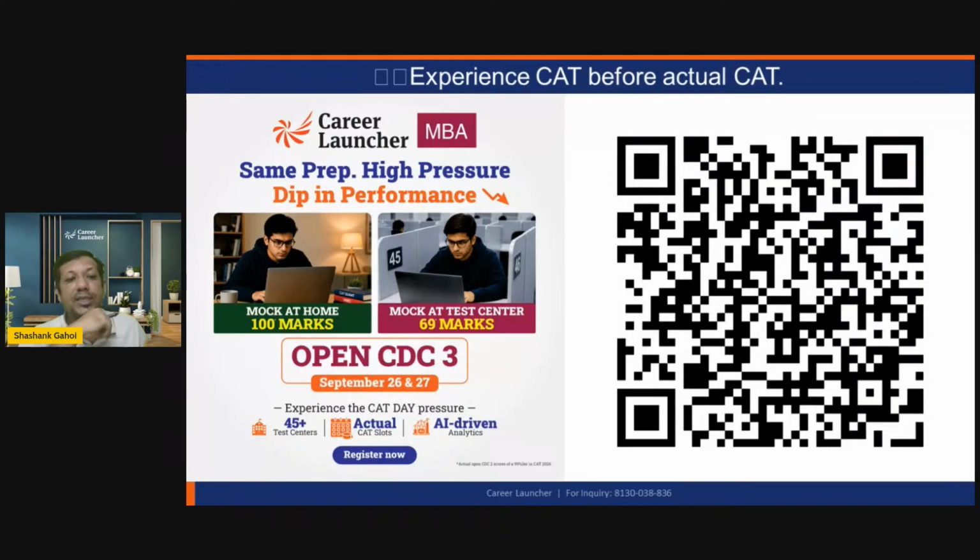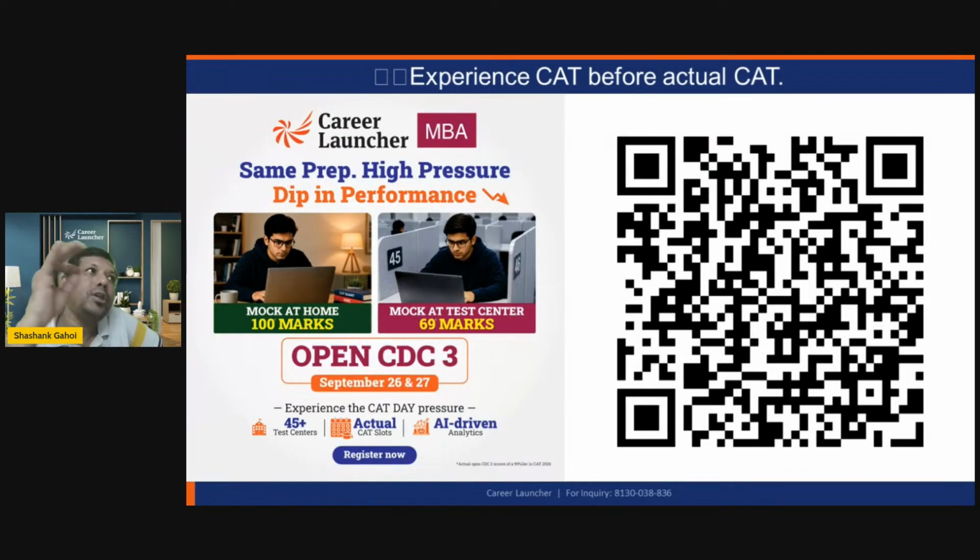And Open CDC is going to be conducted on September 26 and 27. And in Open CDC 2, what was the difference? The 99 percentile at home was 100 marks, and the 99 percentile at the test center was 69 marks. So there was a difference of 31 marks from at home to test center.